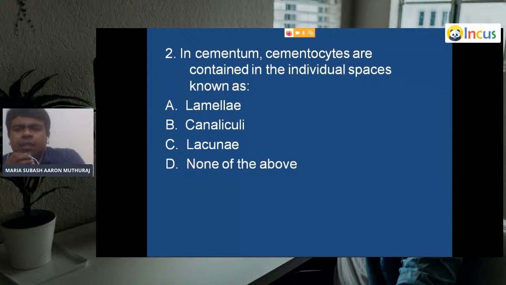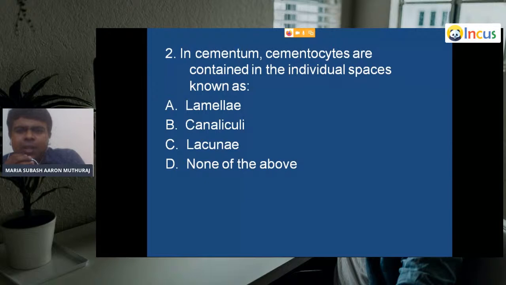Next is the second question. In cementum, cementocytes are contained in individual spaces known as lamellae, canaliculae, lacunae, or none of the above. Actually, lamellae are sheets, and canaliculae are the connections between the lacunae. Lacunae are the spaces in which the cells are located.